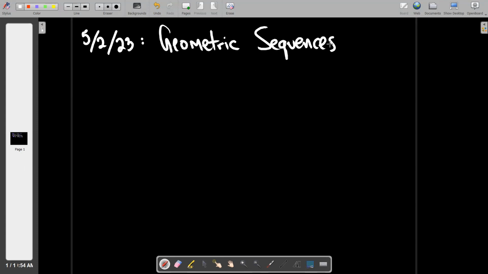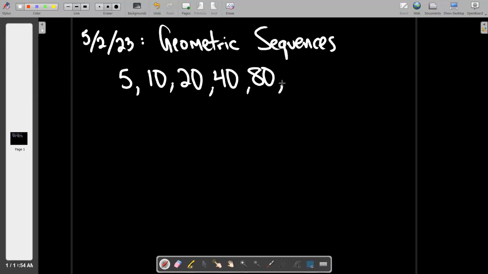So if you have like a 5 and then your next term is a 10 and then your next term is a 20 and then your next term is a 40. We could write this down just as an example. So let's say you had 5, then 10, then 20, then 40, and then 80, dot dot dot.